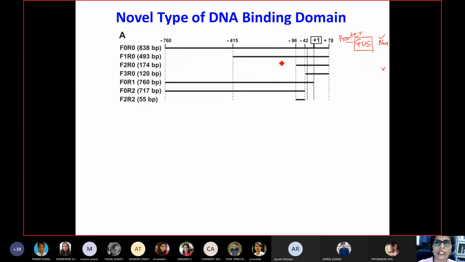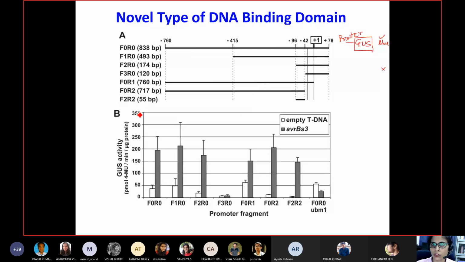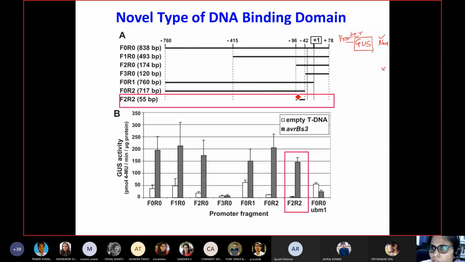So what they did here, the promoter sequences, they started deleting from both the ends, as you can see here, and especially the 55 base pair. The 55 base pair was the minimal responsive region that they were able to find here. So this is what contains the minimal responsive region. As you can see here, 55 is the minimum. All the others also had the activity, but the minimal portion was your 55 base pair.